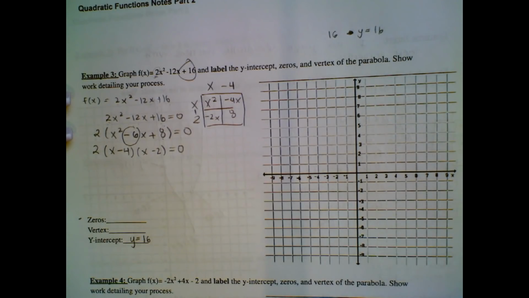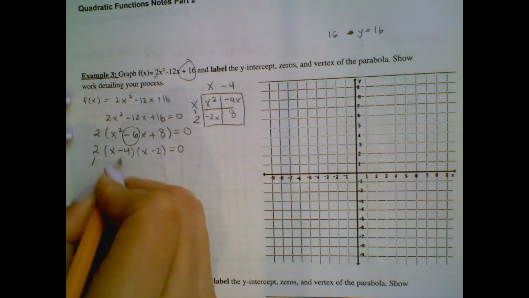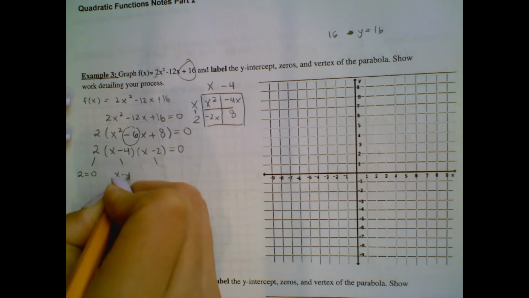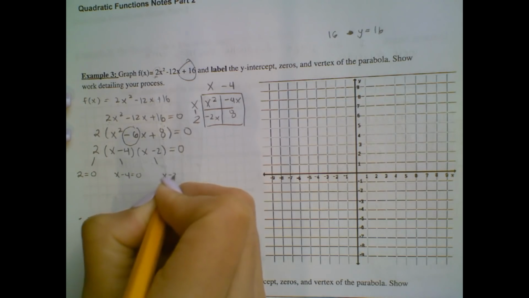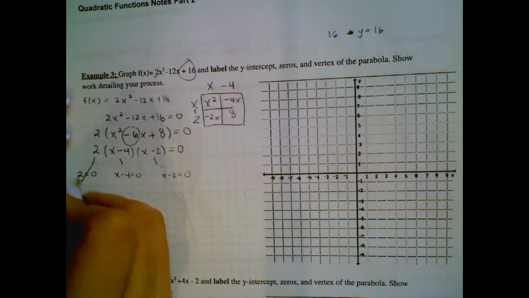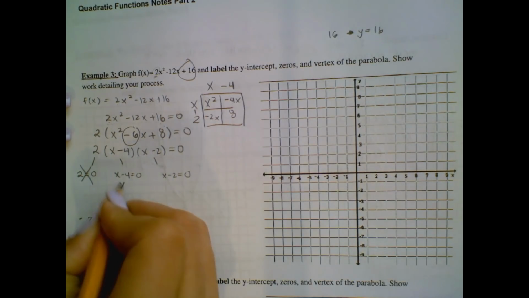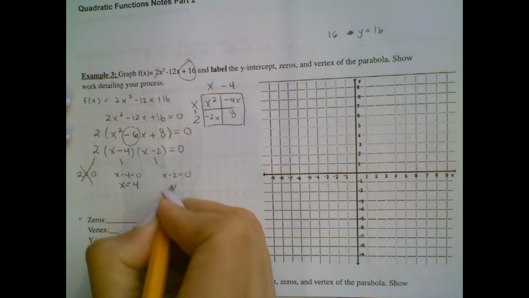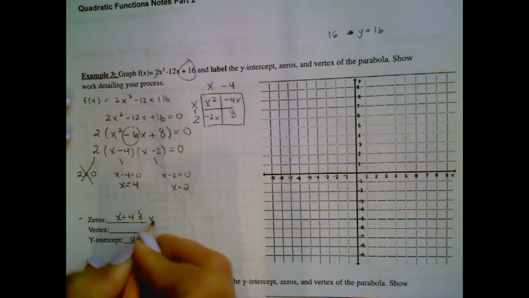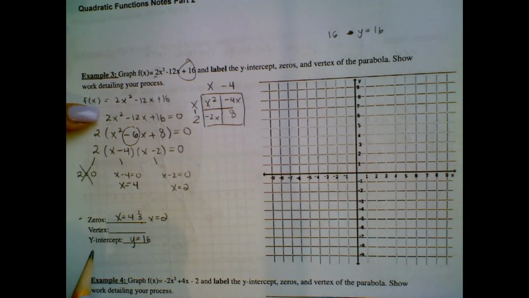Now, according to the zero product property, we could set each of these factors equal to 0 to solve. So 2 equals 0 does not make any sense, so we could cross that off. This right here gives me x equals positive 4 and x equals positive 2. So my zeros are at x equals 4 and x equals 2. Again, if you didn't factor out the 2 and you did the box method, you would still end up with the same zeros, so that's fine.